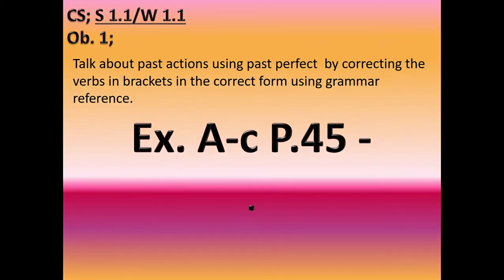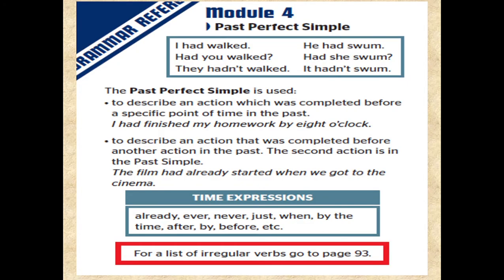Our objective today is to talk about past actions using past perfect by correcting the verbs in brackets in the correct form using the grammar reference. Open page 45, grammar reference, past perfect. Its form is had plus past participle. Had is used for singular and plural.